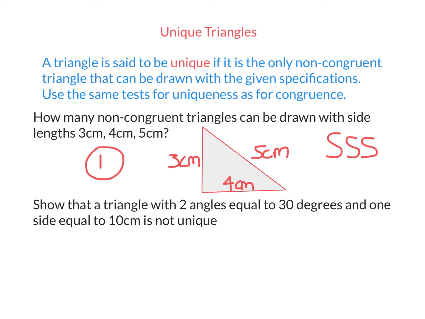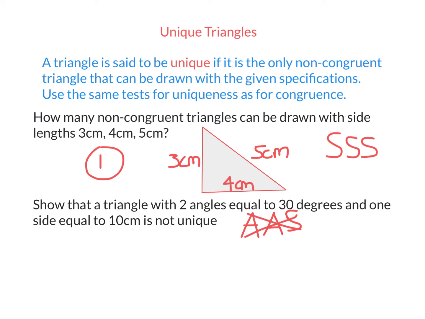On the other hand, if I say a triangle has two angles equal to 30 degrees and one side 10 centimeters, that triangle is not unique. I know that because it doesn't satisfy any of the four congruence tests. Now you may be thinking, hang on a minute, you're given two pairs of equal angles and a side. But remember, for AAS, the side has to be the corresponding side. It can't just be any two angles and any side. We don't know that this side is corresponding. So that sounds a bit complicated.